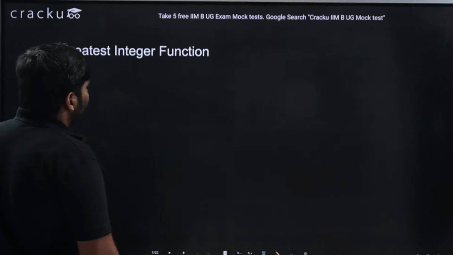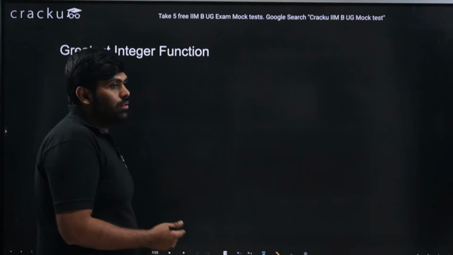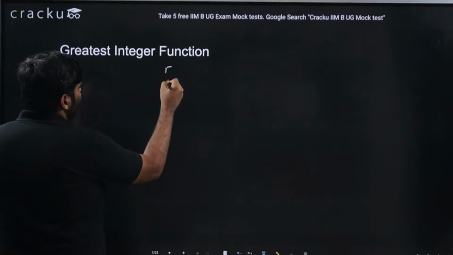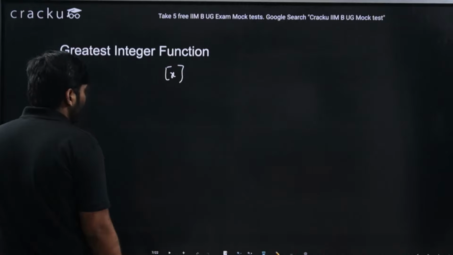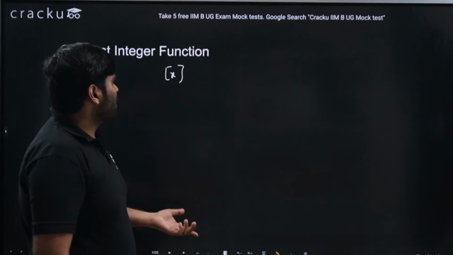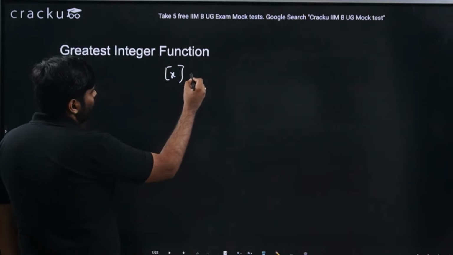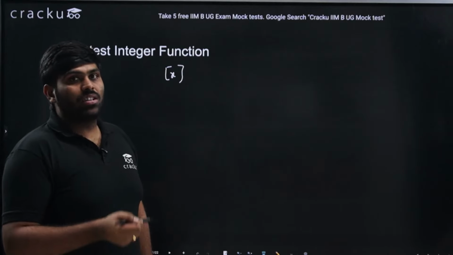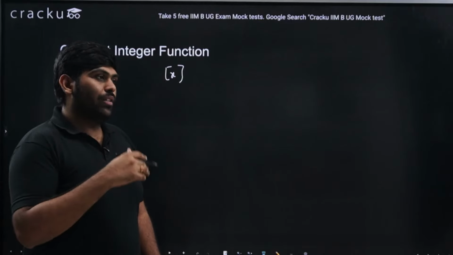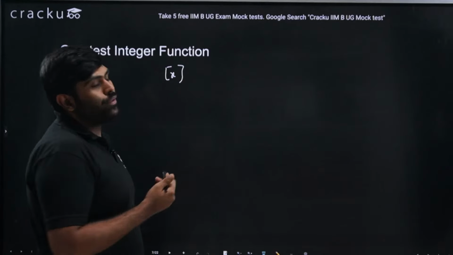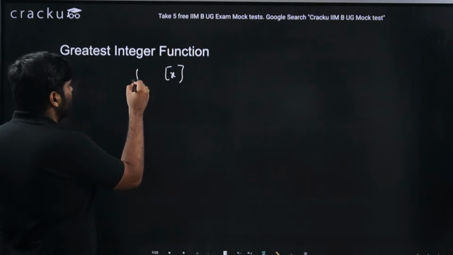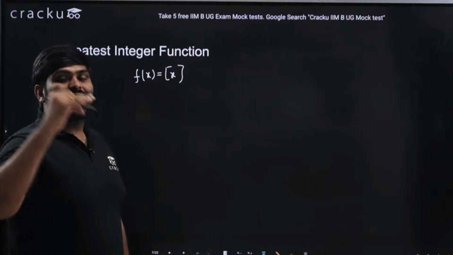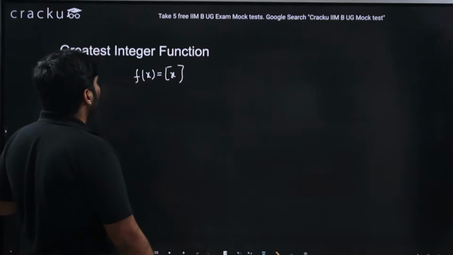So the greatest integer function, probably people might already have known this. What is this greatest integer function? It is usually represented as step x. Why is it called a step function as well? Because if you draw the graph of this particular function f of x equal to step x, you will see that the graph looks like it is in stepwise order. I will show you the graph.